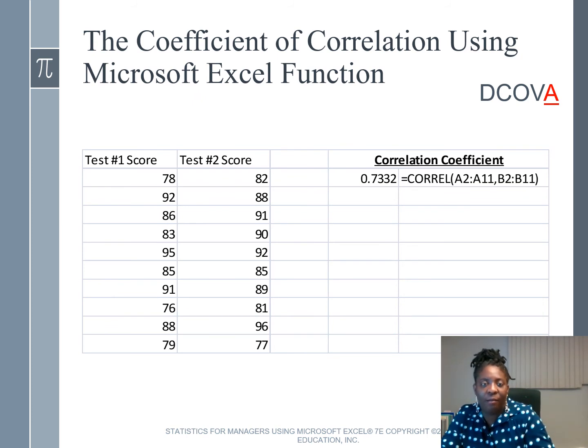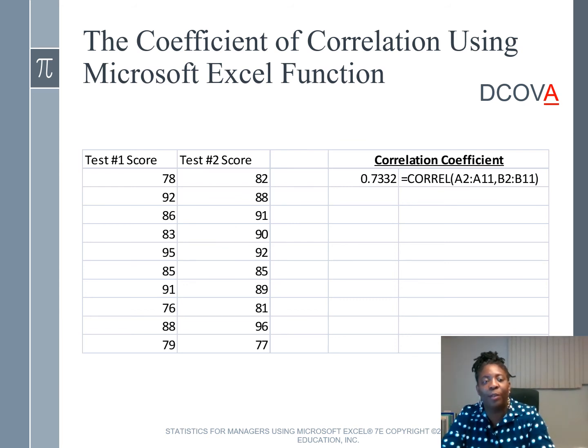In Excel, to calculate correlation, you use the Correl function. It needs two sets of data. You do equal Correl. Select the first set of data and the second set of data. The higher it is in absolute terms, the stronger the correlation.